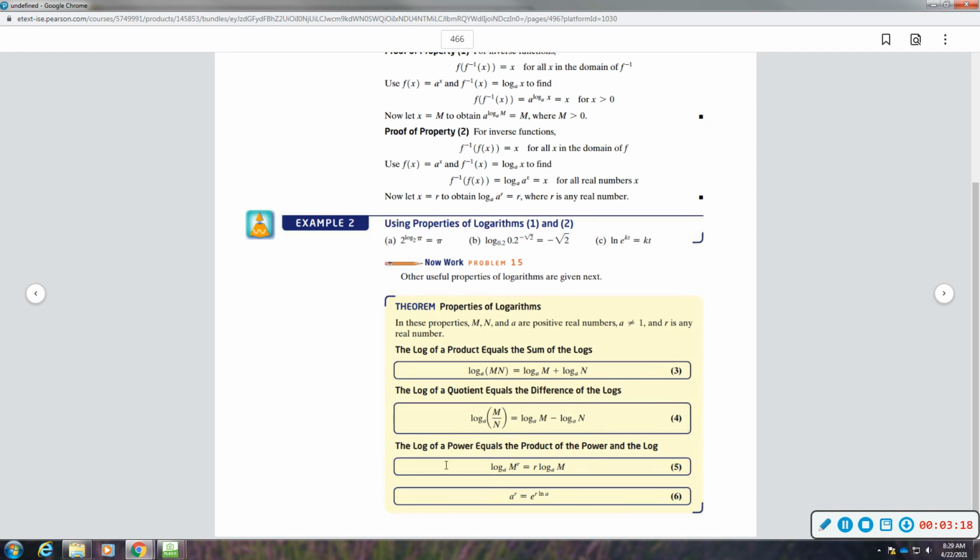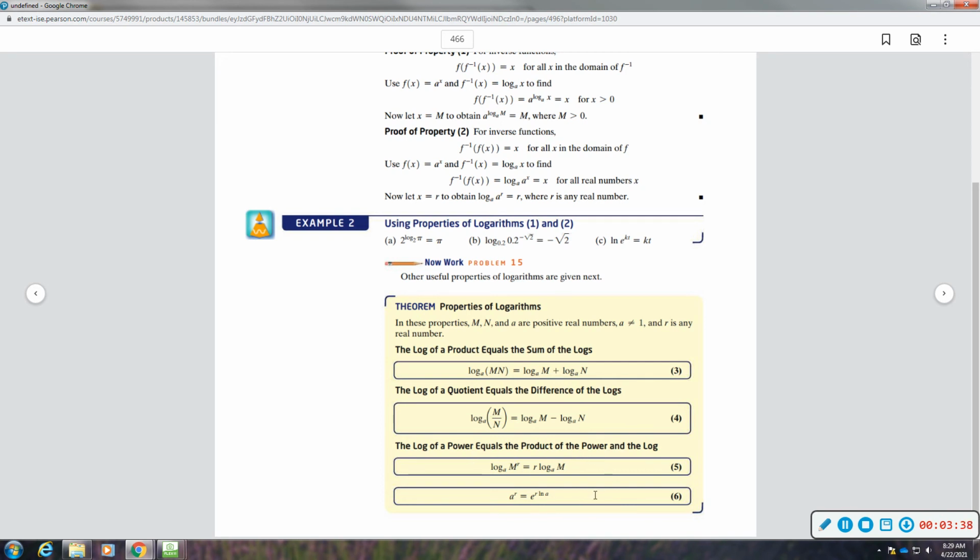And then if you have log of some base raised to a power, that exponent can be brought down to the front and multiplied as a factor. So product equals power. So you take that power, the exponent down, and bring it to the front, and then you just multiply it. So those are the same.